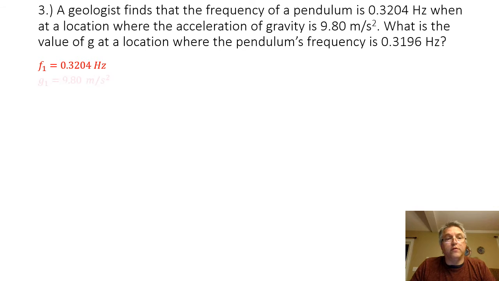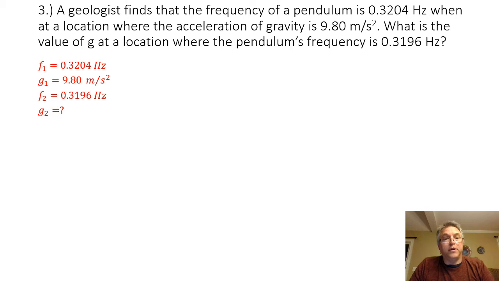I am given the gravitational acceleration at the first location, 9.80 meters per second squared. I'm given the frequency of the pendulum at the second location, 0.3196 Hertz. And I'm being asked to find the gravitational acceleration at the second location. I know that I can't use frequency in my pendulum formula, but I can find the period of the pendulum from the frequency pretty easily.